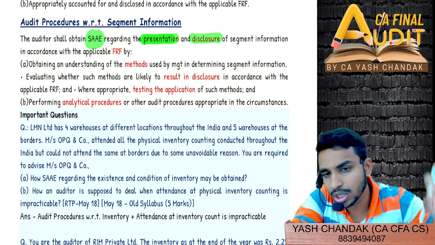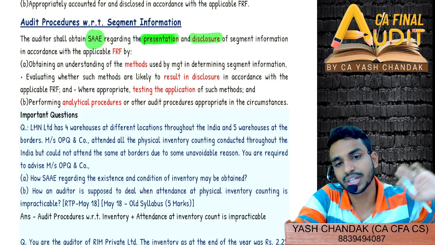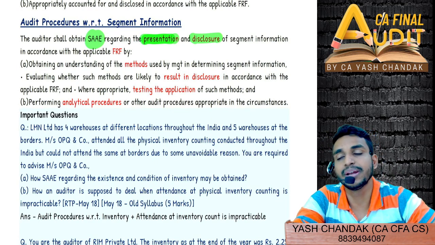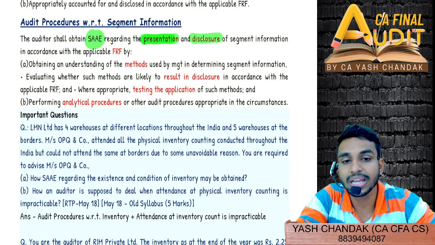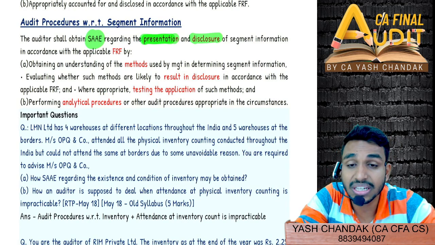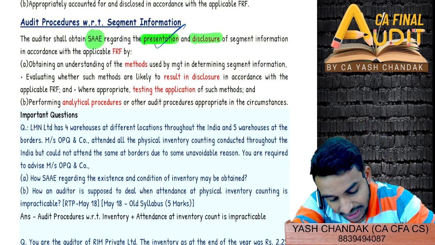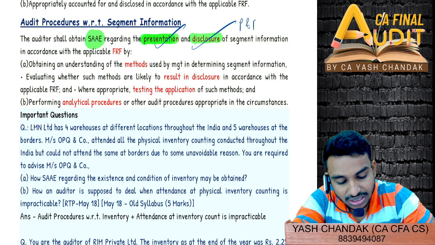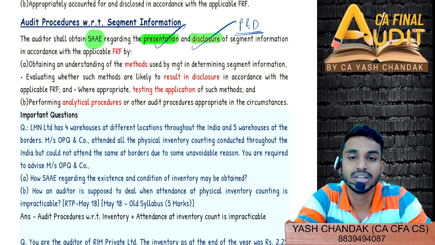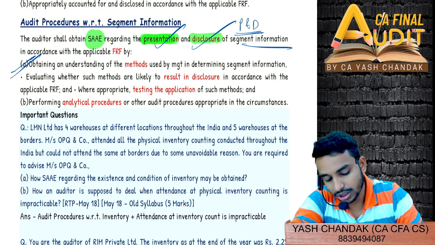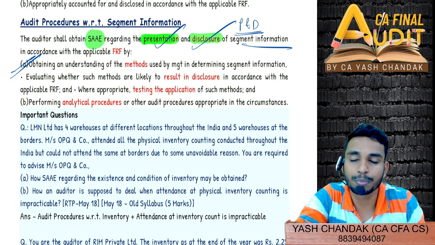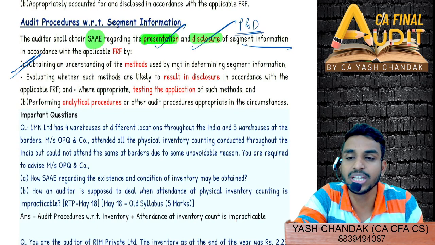Already you have stated all your financials in the financial statement. However, you are bifurcating them into segments because of presenting the same to the shareholders, because of the disclosure requirement in accordance with SA or in accordance with Ind AS 108. So you should definitely check P and D, presentation and disclosure, which has to be mandatorily checked for segment information. So for obtaining sufficient appropriate audit evidence for P and D, you will do what?